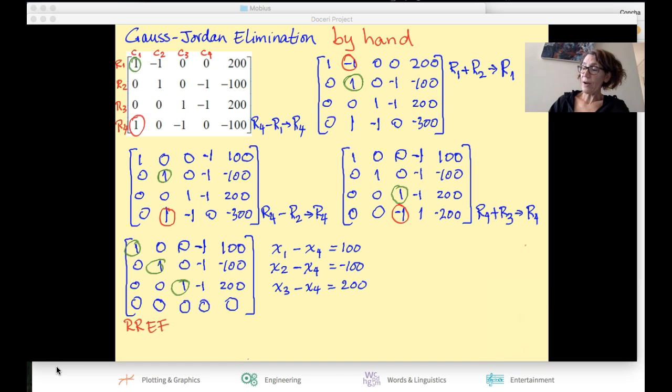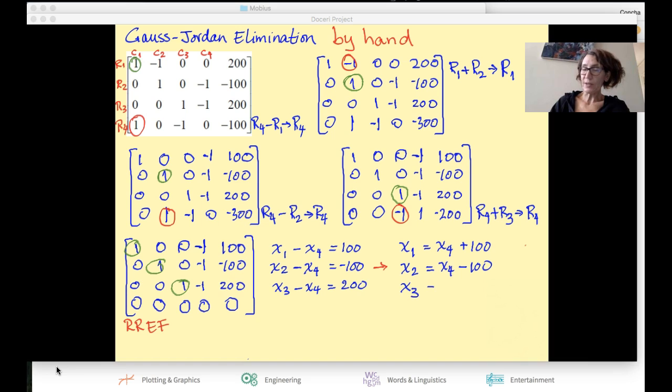Now, each of these we can solve for the first variable in the equation. So the first one gives us x1 is equal to x4 plus 100. The second one gives me x2 equals x4 minus 100.